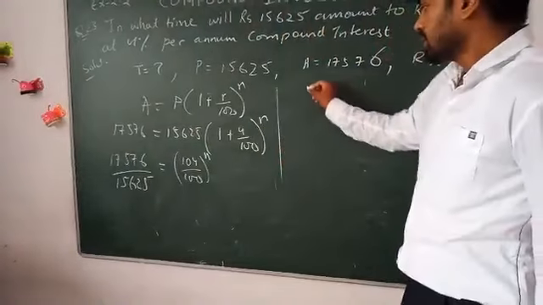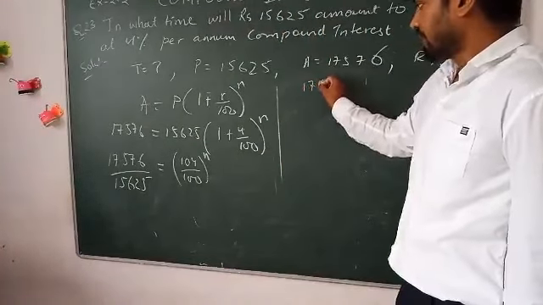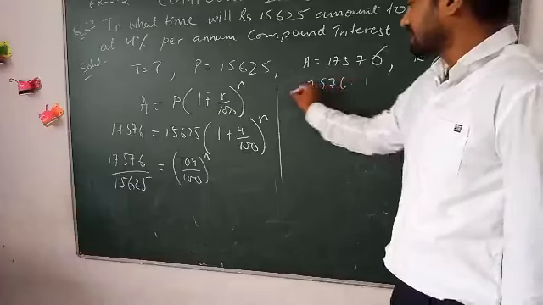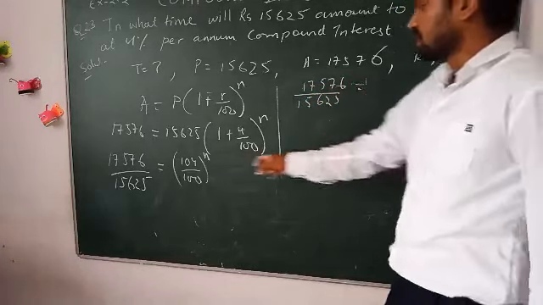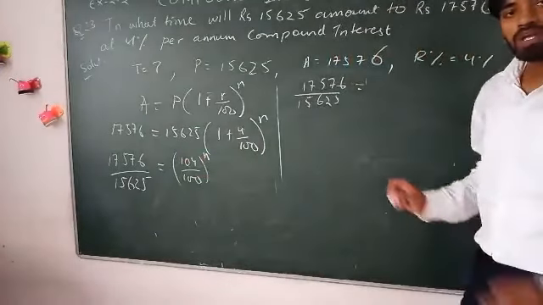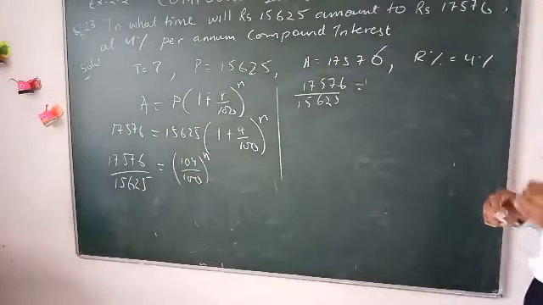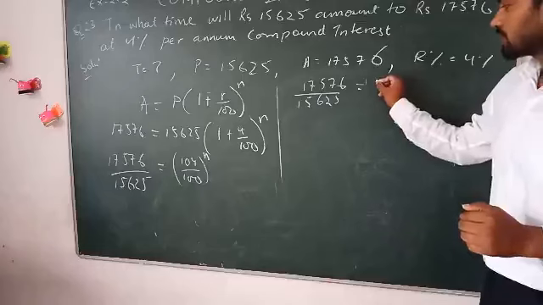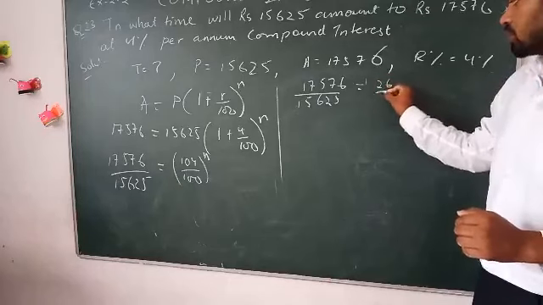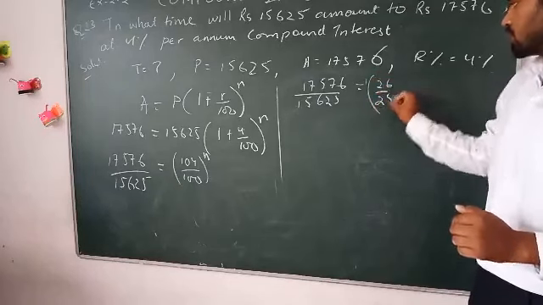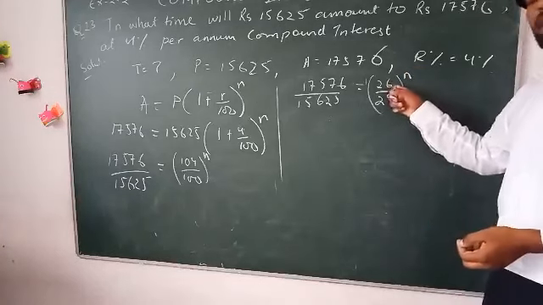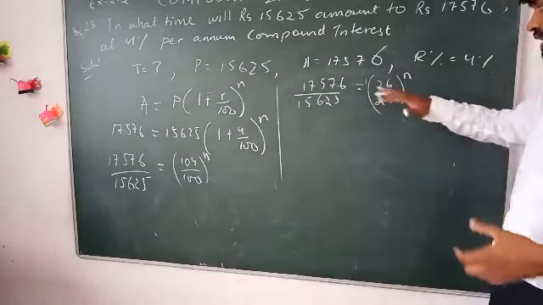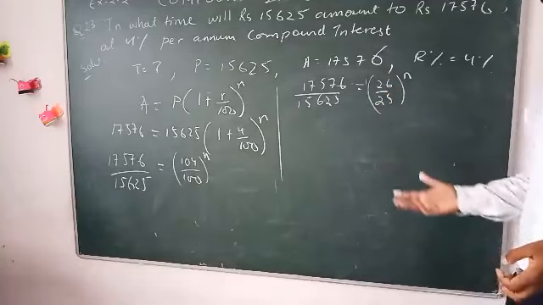So if you see, 17576 over 15625 equals, this can be cancelled out. You can cancel them and bring it to the lowest term. The lowest term that comes is (26/25)^N. Can I simplify this fraction further? No, I cannot.